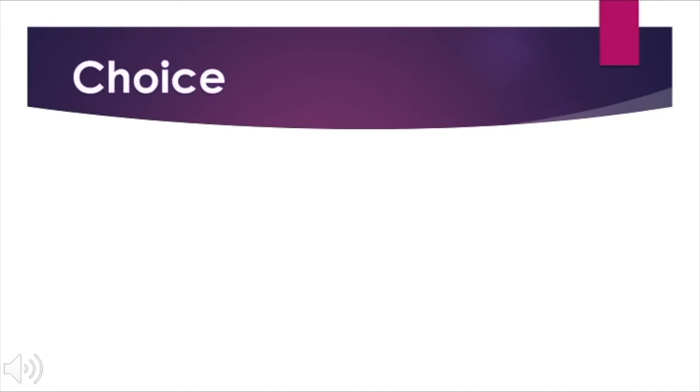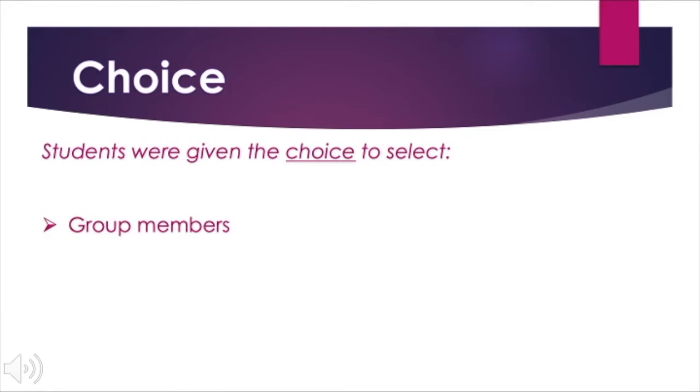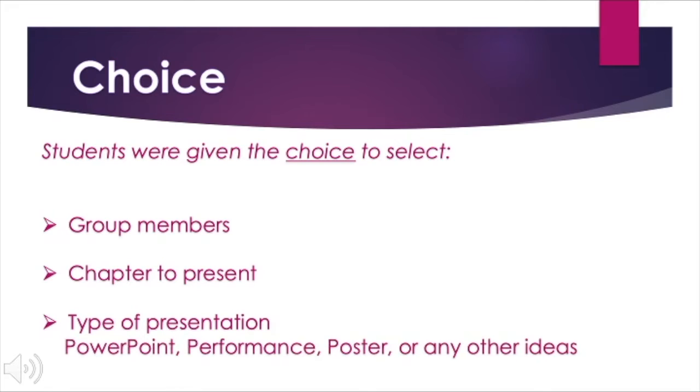We kicked off the project by giving the students a series of choices to make. Students were given total autonomy over choosing their group members, which chapter they wanted to do their presentation on, and how they wanted to present their chapter to the rest of the class. Some of the suggested options for students to choose were a PowerPoint, performance, a poster, presentation, or any other idea of their choosing.